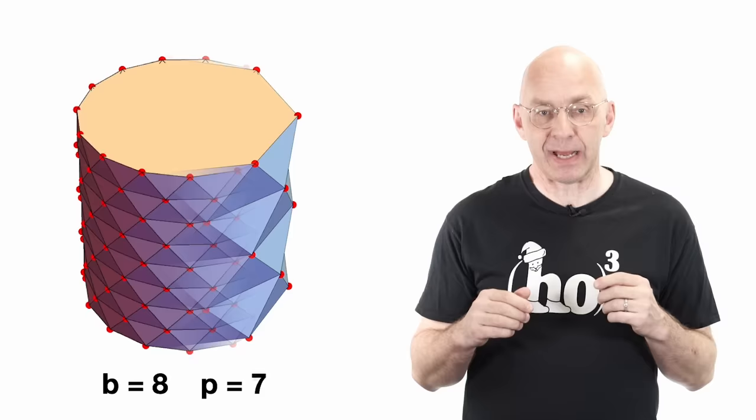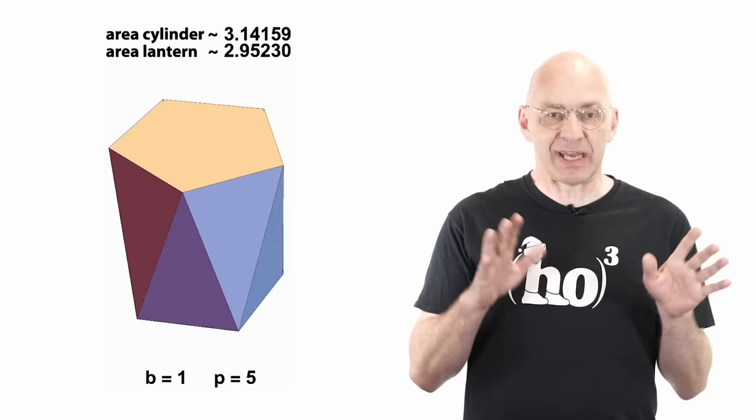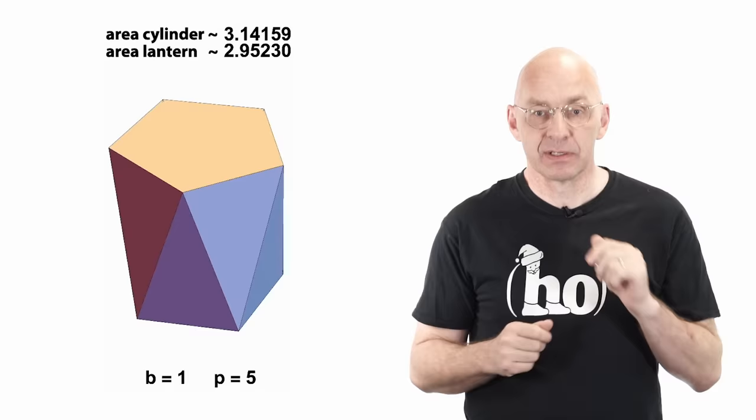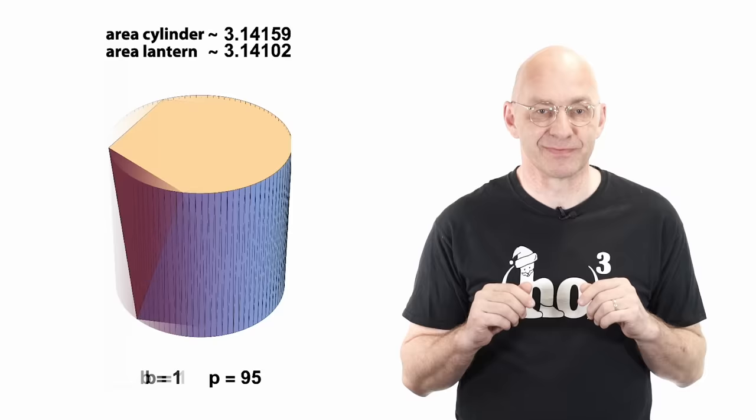Now, to get finer and finer lantern approximations of the cylinder, we simply crank up the number of bands and the number of points. So let's do some cranking. Okay, start with this simple lantern with just one band. Stick with this one band throughout, but crank up the number of points. There. Okay, the lanterns look more and more like a cylinder and the areas approach pi. So far, so good.